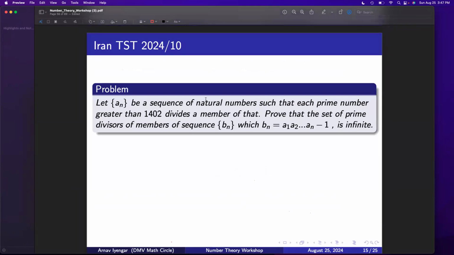So there's a question that uses this idea pretty well. First, the question is that the sequence an has to be divisible by, there has to be some element in the sequence for every prime number greater than 1402, it's a random number, such that that element is a multiple of that prime. You don't need Jacobi for this question.